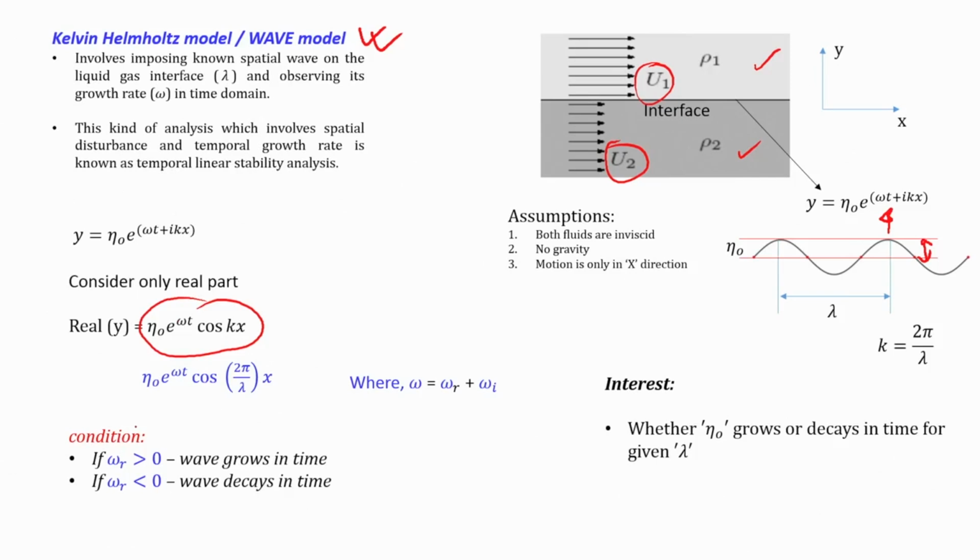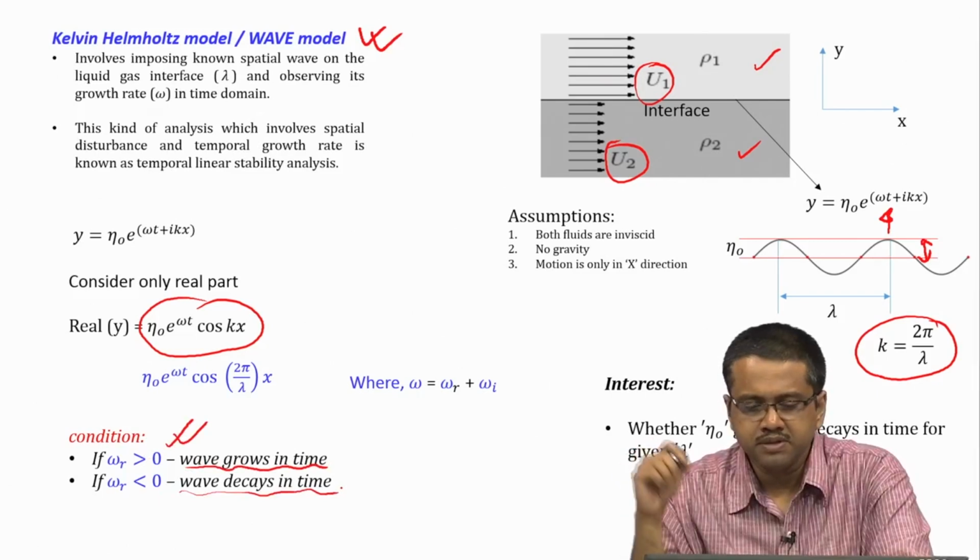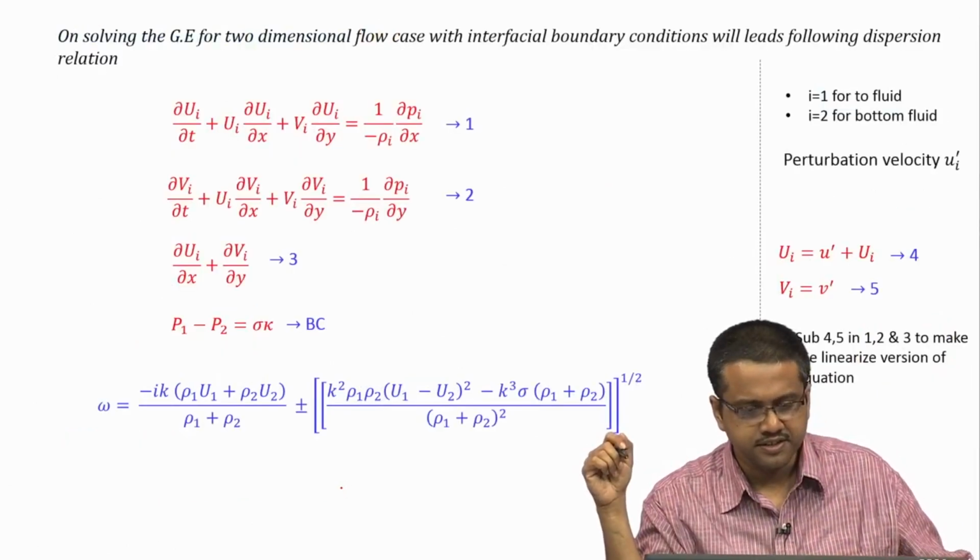Here omega is the growth rate, lambda is the wavelength and k is the corresponding wave number. So, if omega r is greater than 0, that means the real part of the growth rate is positive, the wave grows in time. If it is less than 0, it decays with time. That was what we covered in the last class.